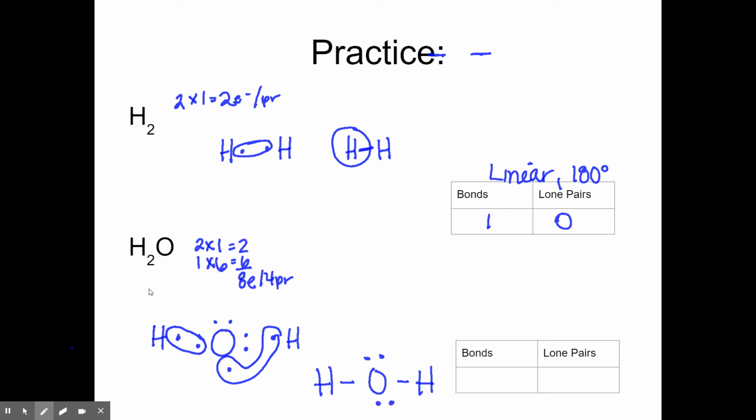Now, let's make sure everything's happy and we have 4 pairs used. 1, 2, 3, 4. Check. Each H has 1 line to it. Awesome. And this O has 8 electrons to it. Looking at this O, how many bonds does it have? 2. How many lone pairs does it have? 2.